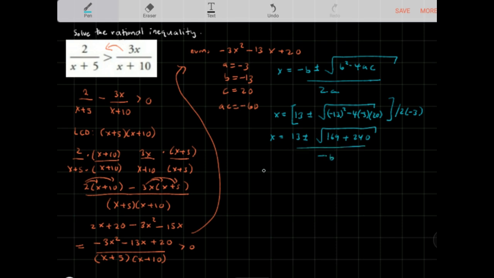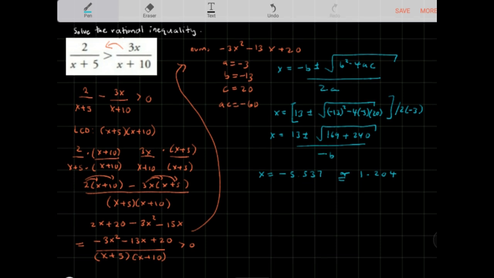Okay, my two solutions here: x can be equal to negative 5.537 or 1.204. I'm just rounding off as an approximation. I'm going to use decimals in this case because it's just easier to see. Using these values, we have our critical values. These are our x-intercepts, but we also need to understand that we have our vertical asymptotes at negative 5 and negative 10. Okay, so these are our x-intercepts.